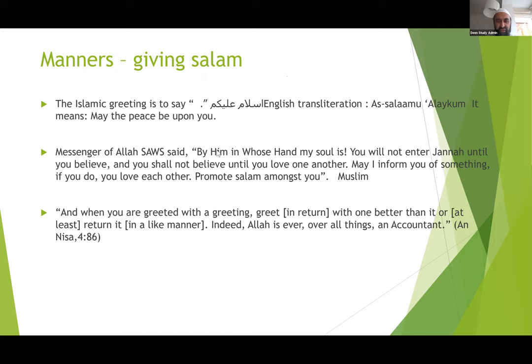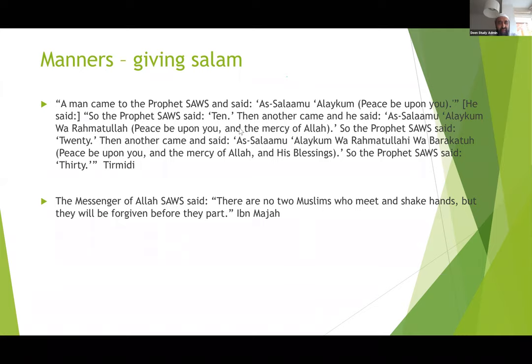And let's look at this from the hadith of the Prophet sallallahu alayhi wa sallam. A man came to Rasulullah sallallahu alayhi wa sallam and said assalamu alaikum. And the Prophet said 10. It's interesting, this one. Another came and said assalamu alaikum wa rahmatullah, and the Prophet said 20. And another came and said assalamu alaikum wa rahmatullahi wa barakatuh, and the Prophet said 30. Hadith in Tirmidhi. That's important, isn't it?